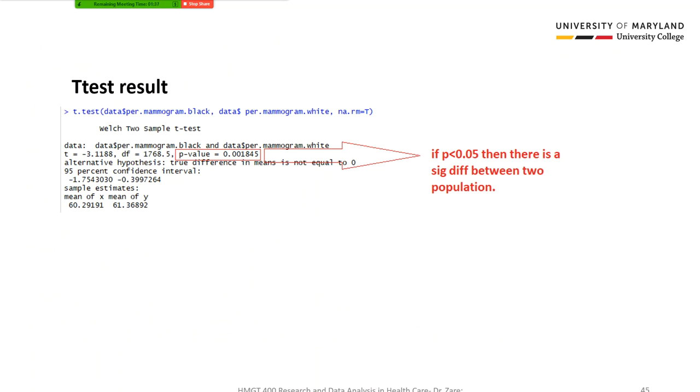Welch two sample t-test, I can see the p-value here 0.0018. This number is less than 0.05. I can conclude that, for example, this is 60 for black and this is 61. These numbers are very close to each other, but even though they are close, there is a significant difference in mammogram between the black and white population.